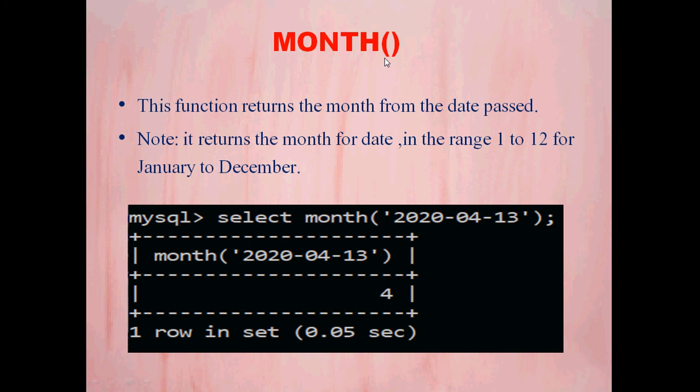The third one is the month function. This function retrieves the month from the date given. So the format is select month of, and inside the bracket you give the date in a string and it identifies the month. Here you can see that this month is 4 and it identifies the month and returns that.